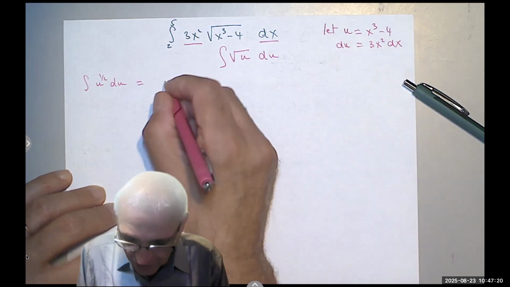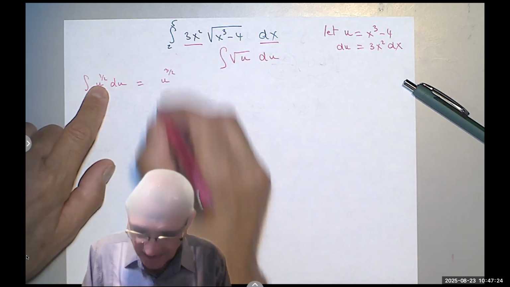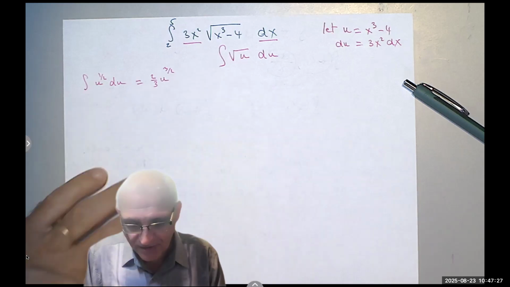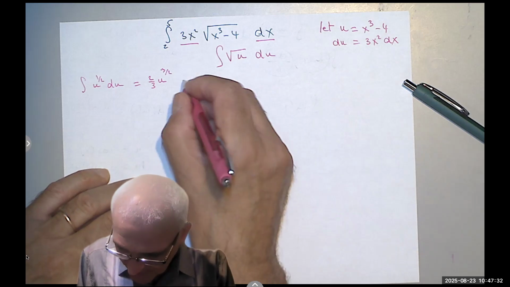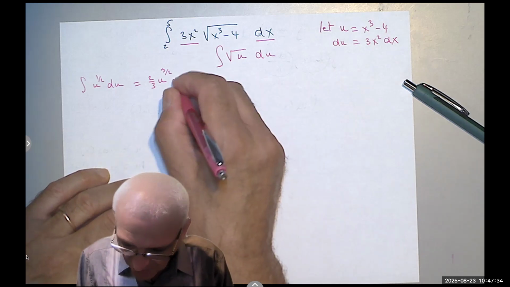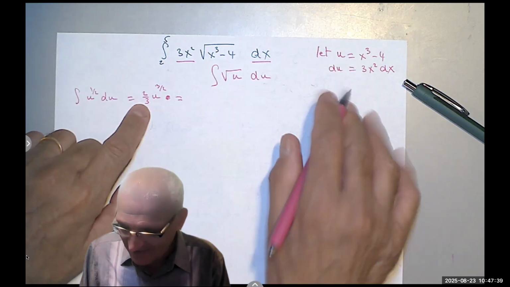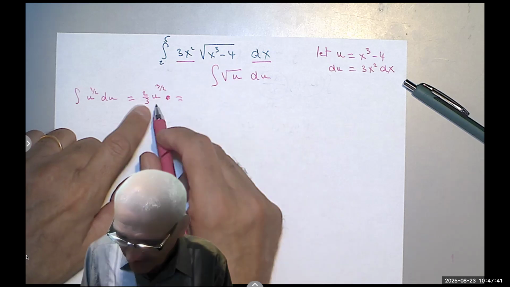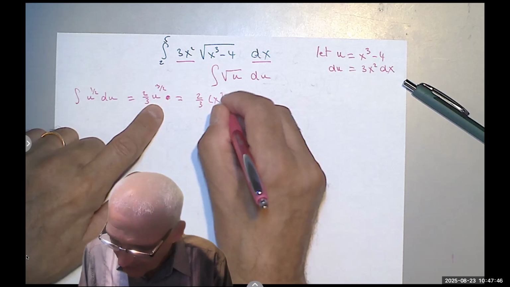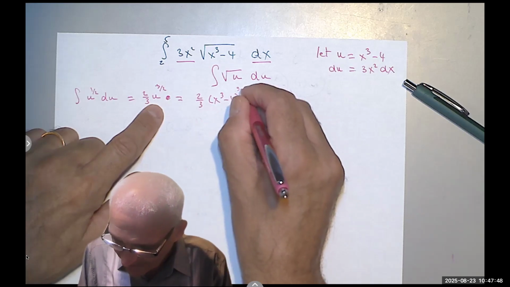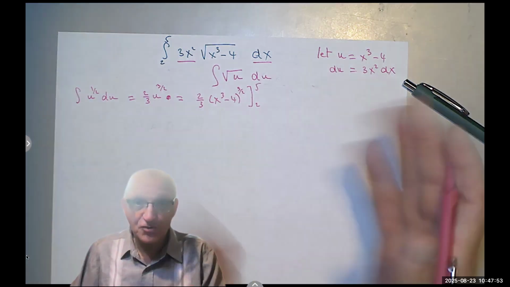So the integral would be to add 1 to the power, so it would be 3/2, and then divide by 3/2, which is multiplied by 2/3. And then say, oh, but u is this guy. So the answer, of course, here we don't have a constant. Well, in this case, I would add a constant, but I don't need it because it's a definite integral. So I get 2/3 x cubed minus 4 to the 3/2 evaluated from 2 to 5. That's the first way to do it.